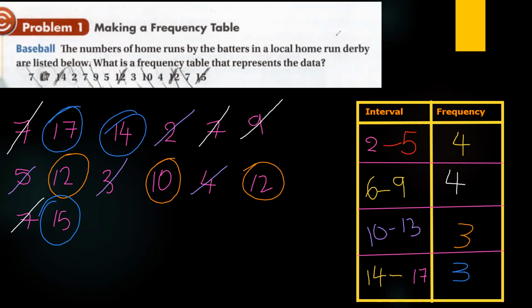And be careful: if you add 4 plus 4, 8, plus 3 and 3, 14. If you count the data here, they are 14, so that's correct. After you finish, check: add 4 plus 4 plus 3 plus 3. If they are 14, that means my solution is correct. If I have 13, that means you forgot a number.